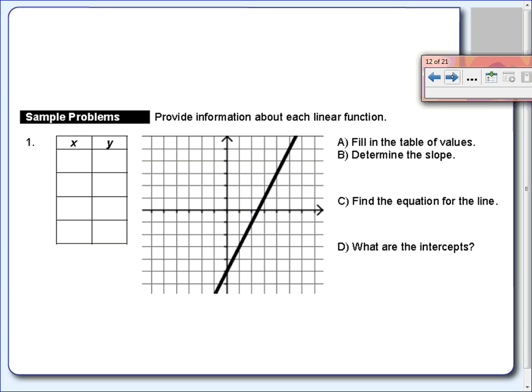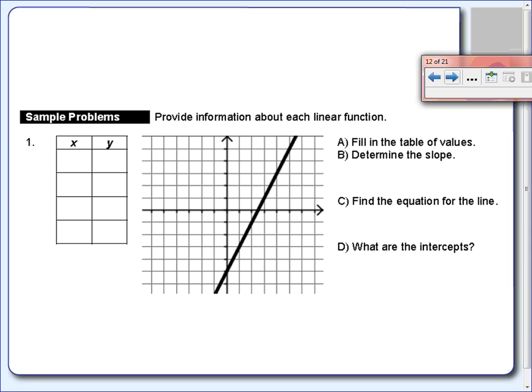All right, that's a lot of notes. Now we're going to look specifically at some examples. Here are some samples. They provide us with some information, and we're going to have to fill out the rest. Now, all they gave me on this first one is this line. And from that line, I've got to come up with a table. I've got to find the slope. I've got to come up with an equation. And I also have to find the y-intercepts. So let's start with the table.